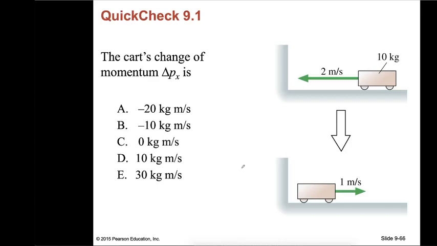Okay, now let's see this example. The car's change of momentum p is what? So can you calculate it? What's the initial momentum? Negative 2 times 10 because it's moving to the left. What's the final? 1 times 10. So what's the change? It should be 30.